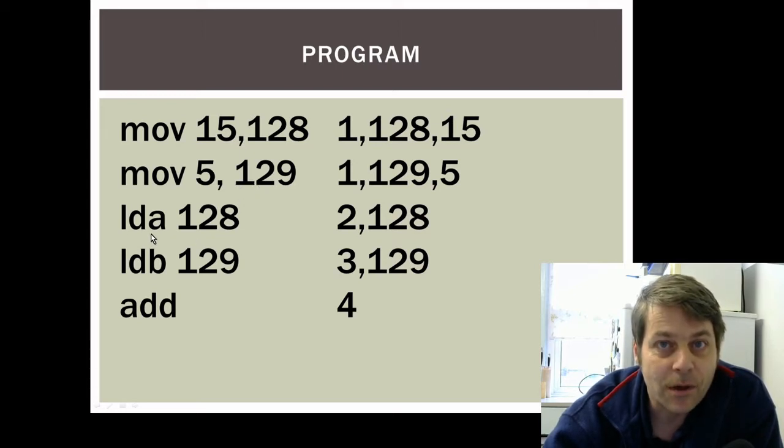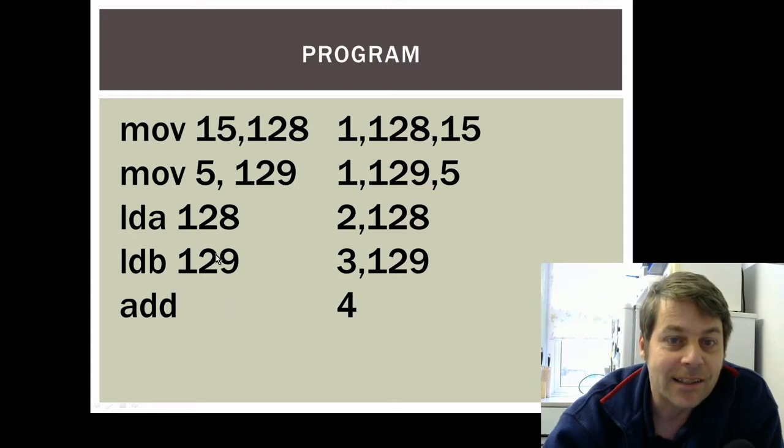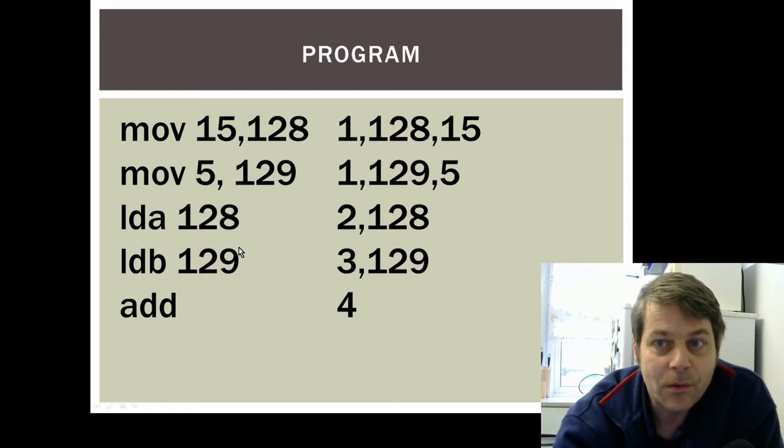LDA is load address register A. So LDA 128 is load address register A with the value in memory location 128. And LDB is load address register B. So this is load address register B with the value in memory location 129. And then finally we have our add instruction, which is going to add together what's in address register A and address register B. So how we're going to do this is we have a ROM chip, and the ROM chip will contain the control word settings.